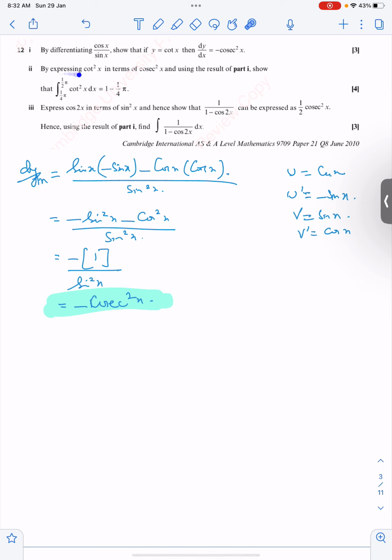Now in the next part: by expressing cot square x in terms of cosec square x and using the result of part 1, show that... Okay, if you want to differentiate cot x, obviously that means you're differentiating cos x upon sin x. Cot square x dx equals cos square x upon sin square x dx.